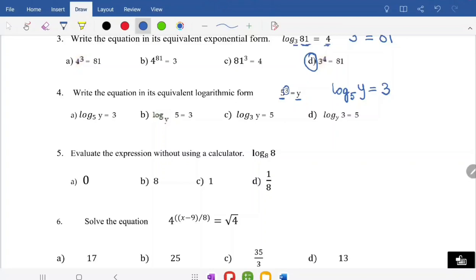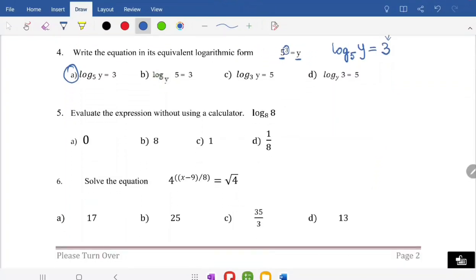Again, I'm repeating this, that after you evaluate a logarithmic expression, the answer should be an exponent. It should represent an exponent. So let's see which of these answers match what we found here. Log base 5 of y equals 3 is the first one. So A is the correct choice.